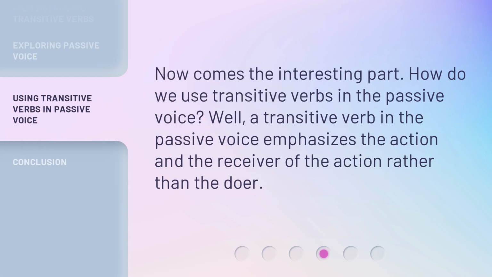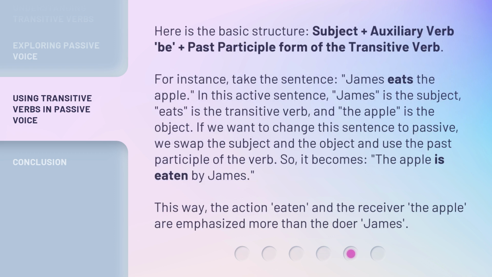Now comes the interesting part. How do we use transitive verbs in the passive voice? Well, a transitive verb in the passive voice emphasizes the action and the receiver of the action rather than the doer. Here is the basic structure. Subject plus auxiliary verb, be, plus past participle form of the transitive verb.